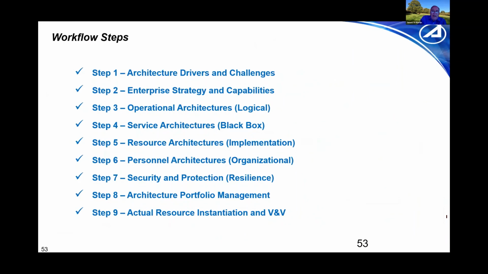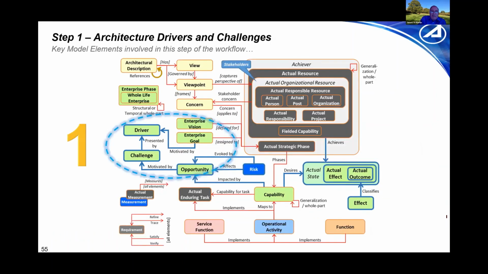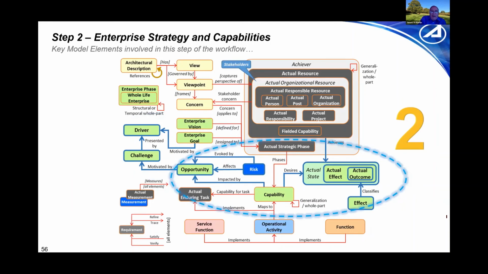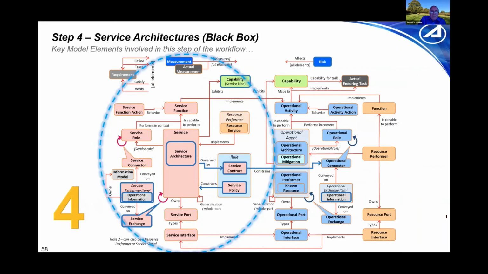But this set of extra slides in the back go through each of the steps in terms of the schema. So here are the modeling elements related to planning and preparation. Here are the drivers and challenges, part of the schema for step 1. Here's the strategy and capabilities for step 2. Here's the operational architecture, which is the one we went over previously. Here's the service architecture stuff. And you can also see how services are connected up to the operational things.